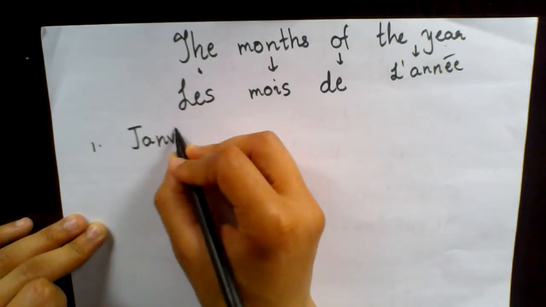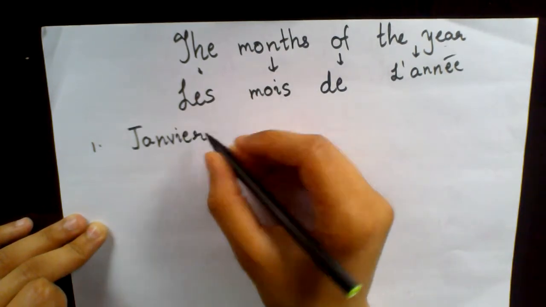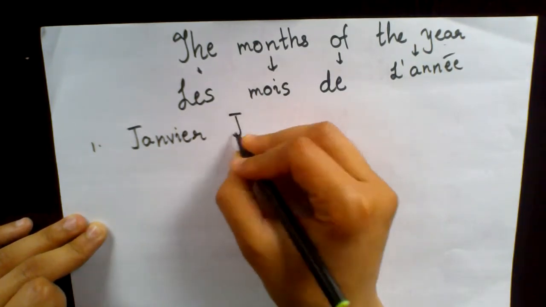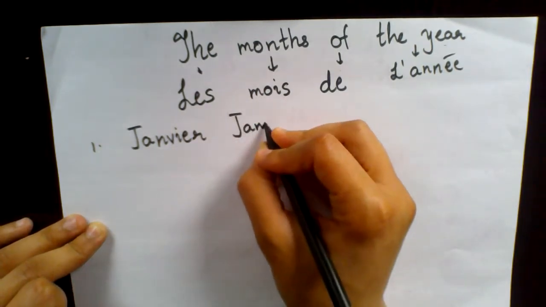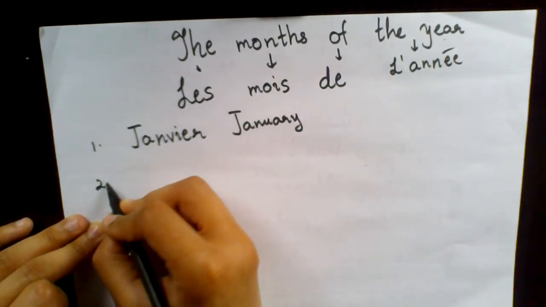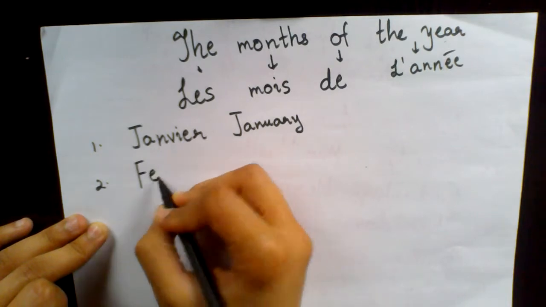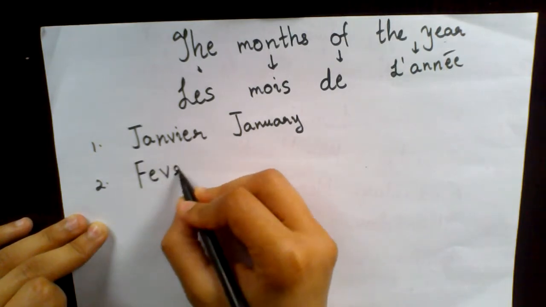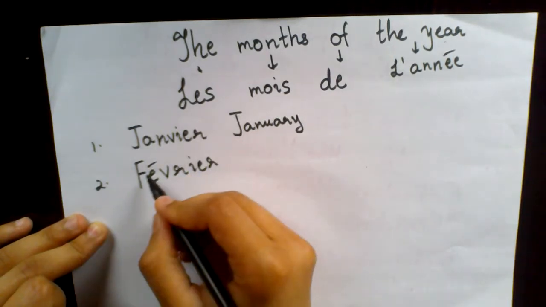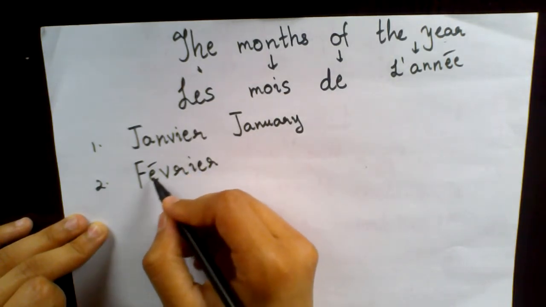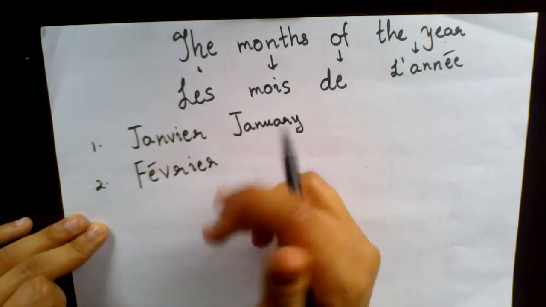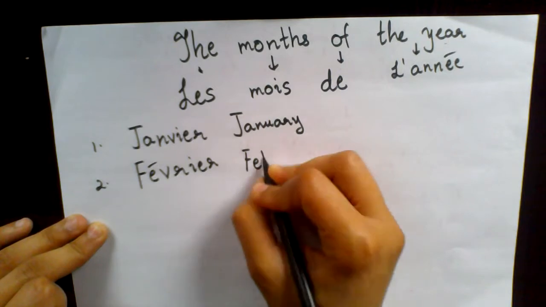Janvier. It is January. There is a little resemblance between the English January and Janvier, so this won't be very difficult. Then you have Février. You have an accent, and when you have this accent on top of the E, I told you in the previous lecture, the sound becomes A. So it is Février. It is February.